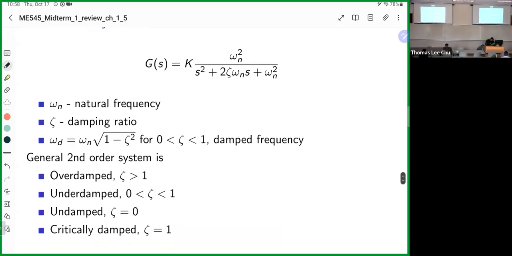A general second order system is overdamped when your damping ratio exceeds 1, underdamped when your damping ratio is between 0 and 1, undamped when the damping ratio is equal to 0, and critically damped when the damping ratio is equal to 1. So these two, undamped and underdamped, are the only scenarios where you'll see oscillation.